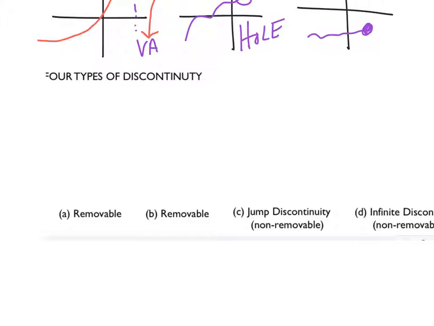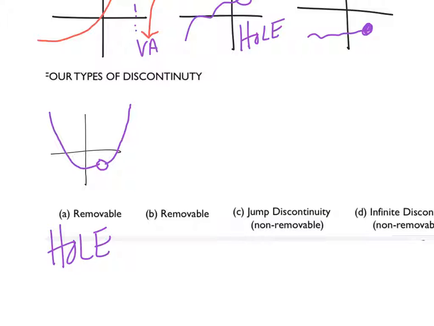I would say there are 4 types of discontinuities, and you need to know them by name. So a removable discontinuity, for example, may look something like this, where you have a hole. Maybe I'm making a parabola, I've got a hole, and I continue on with that parabola. Okay, so a hole is a removable discontinuity.